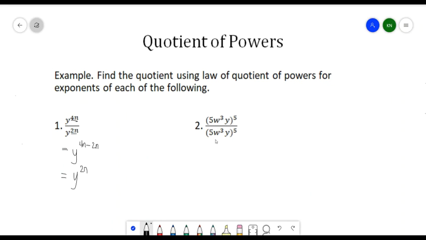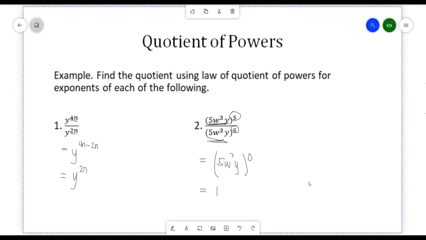Now moving on to another example, we have 5w cubed y raised to 5 all over 5w cubed y raised to 5. So as you can see, they have the same base. There's no difference between the base of the numerator and the base of the denominator. And their exponents have the same value, meaning to say this is equivalent to 5w cubed y raised to 0. Now, as we know, any variable or any number raised to 0 is equivalent to 1. So that gives us the answer 1.